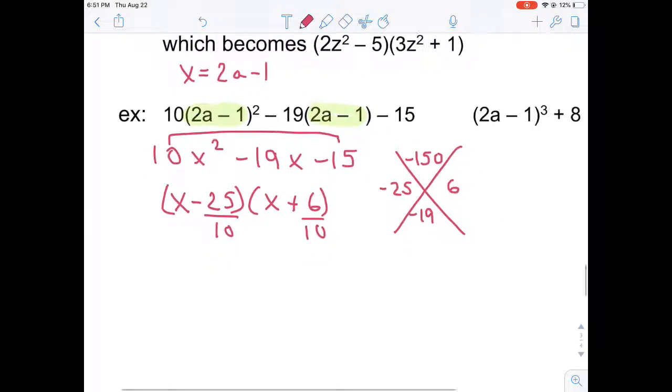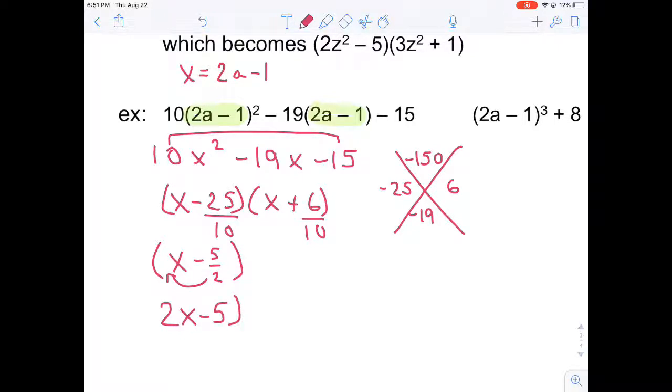25 over 10 would reduce to 5 over 2. And I bring that 2 up to the front, and I get 2x minus 5. Over here, the 6/10 would reduce to 3 over 5. Slide that 5 out to the front, and I get 5x plus 3.